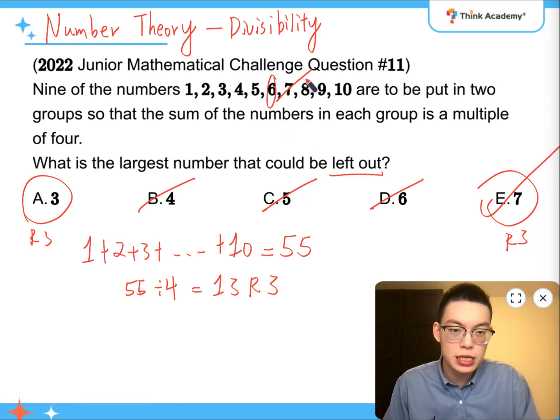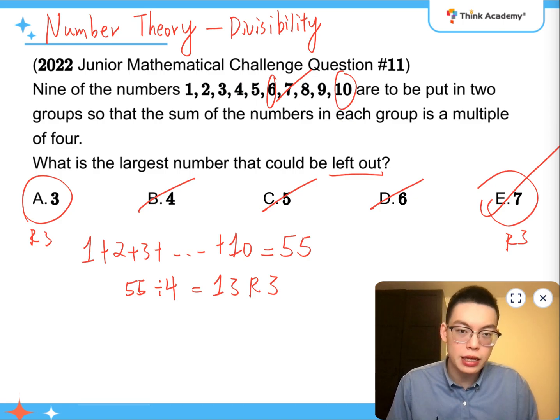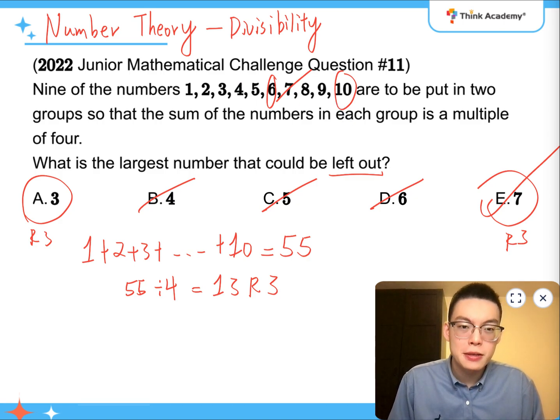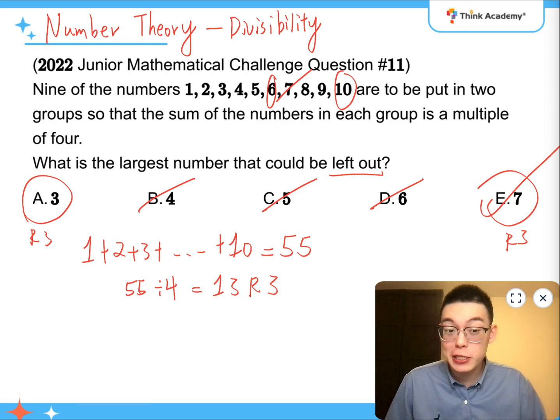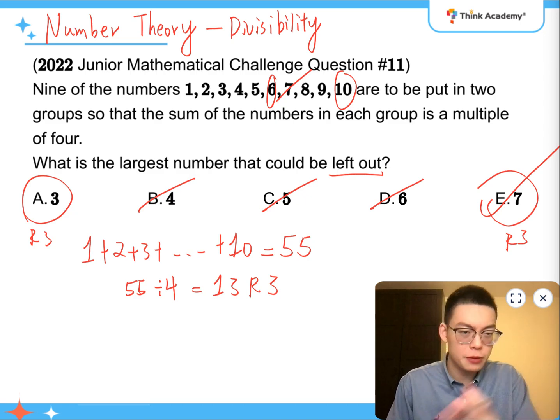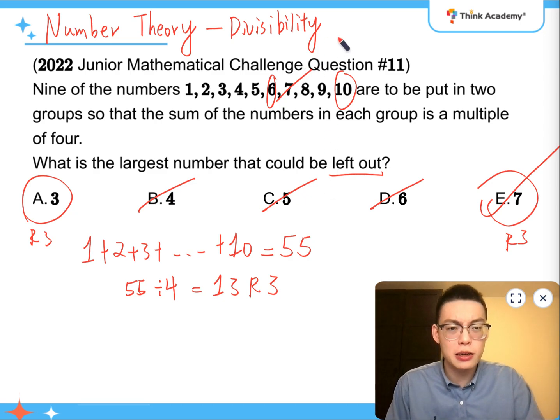When you leave out 7, well, you can just literally do any groupings you like. For example, 6 and 10 make 16, and then the rest of them are going to sum up to 32. Which is also divisible by 4, right? So, just do anything you like. As long as one of them is a multiple of 4, the other must be a multiple of 4. Yeah, that's how we can solve this problem by divisibility. Or, well, you can also say that it is the remainder property.